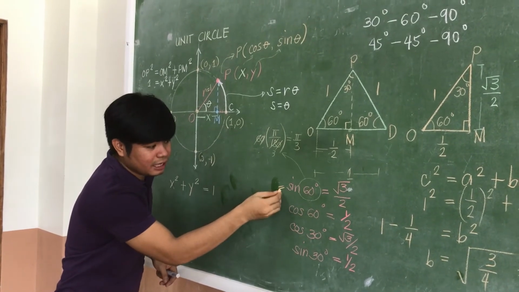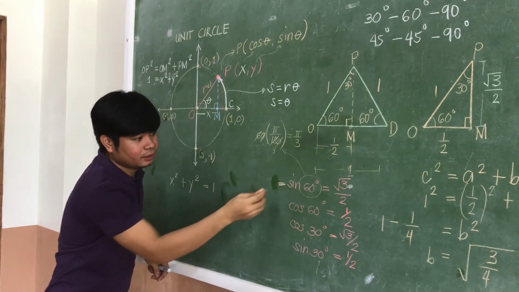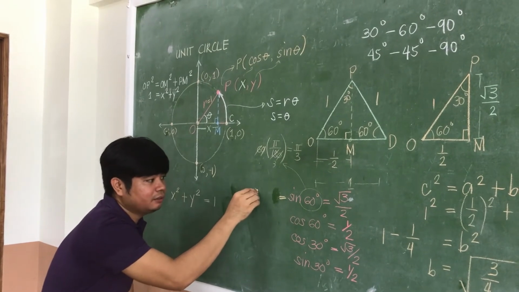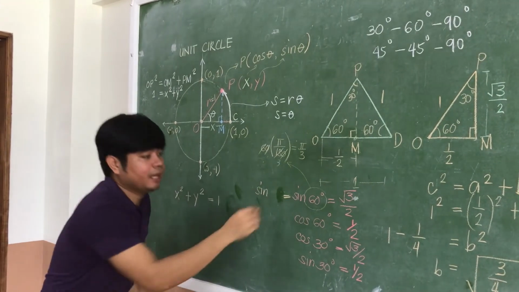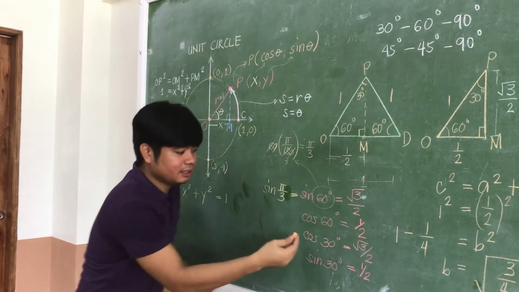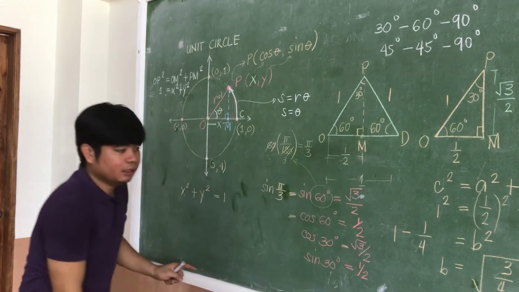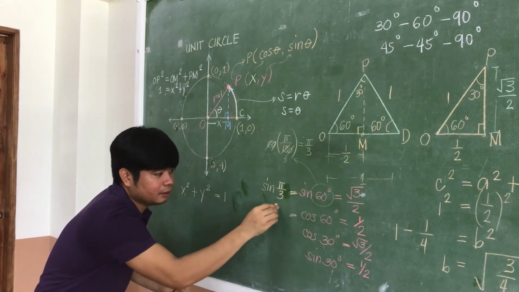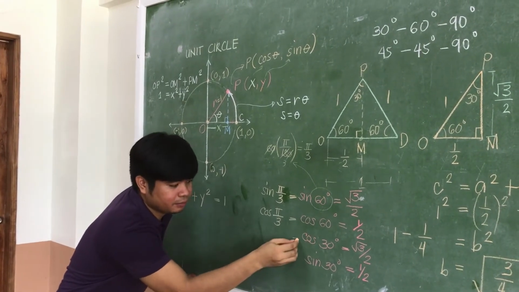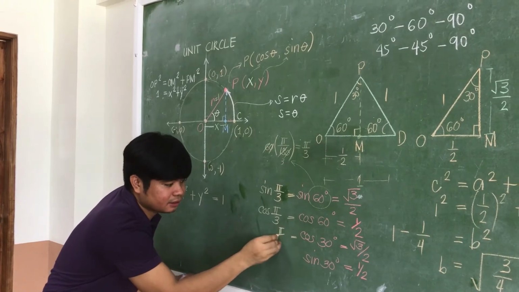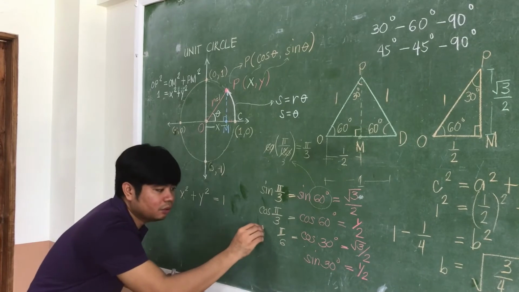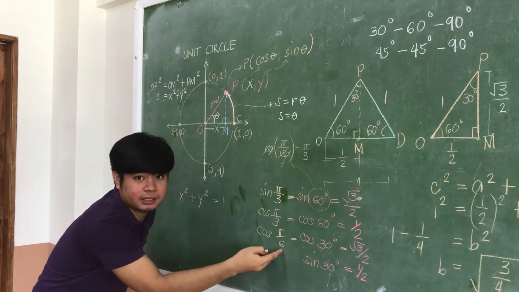So the implication is 60 degrees, that is pi over 3. Sine 60 degrees is also equal to sine pi over 3. That is the implication. Cosine 60 degrees, which is 1/2, is also equal to cosine pi over 3. Now, 30 degrees in radian measure is pi over 6. So cosine 30 degrees, which is square root of 3 over 2, is also equal to cosine pi over 6.